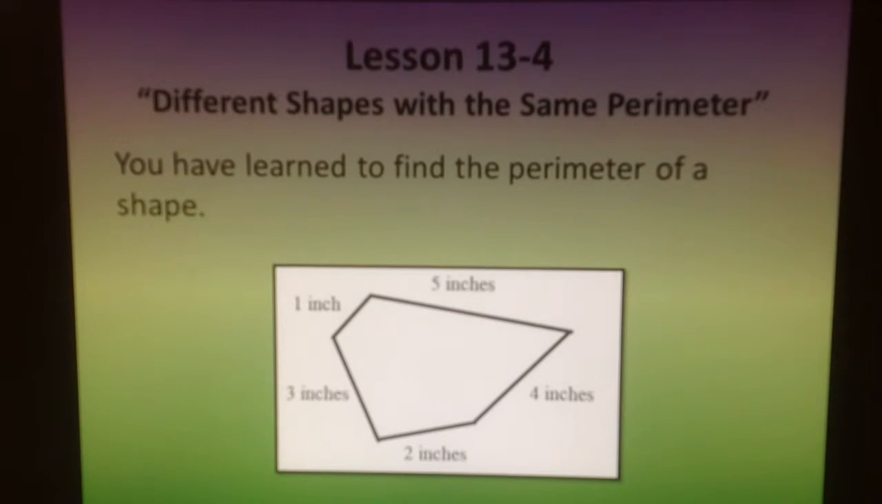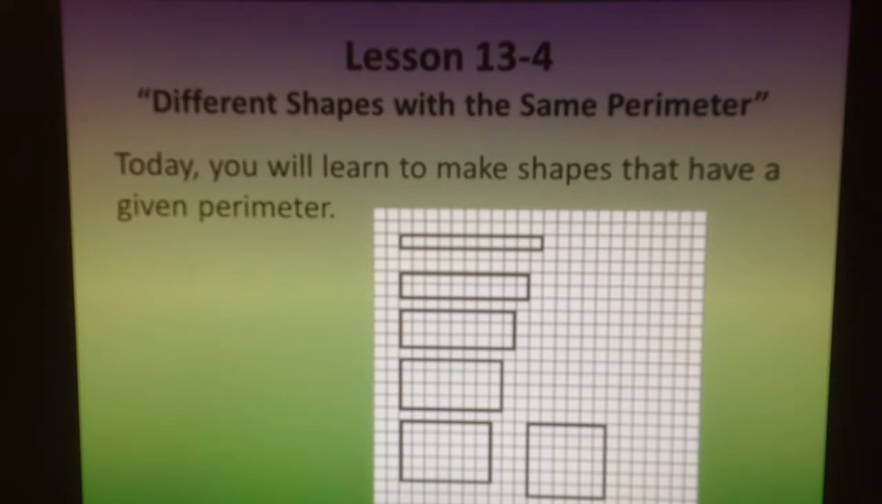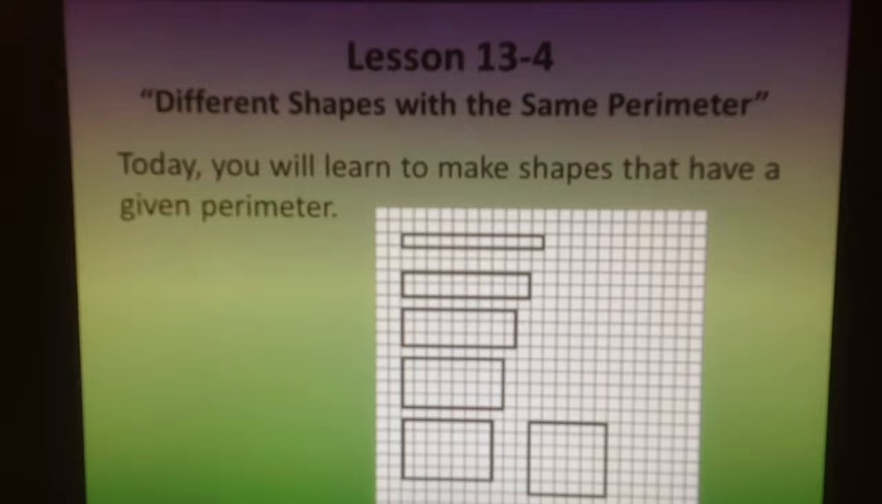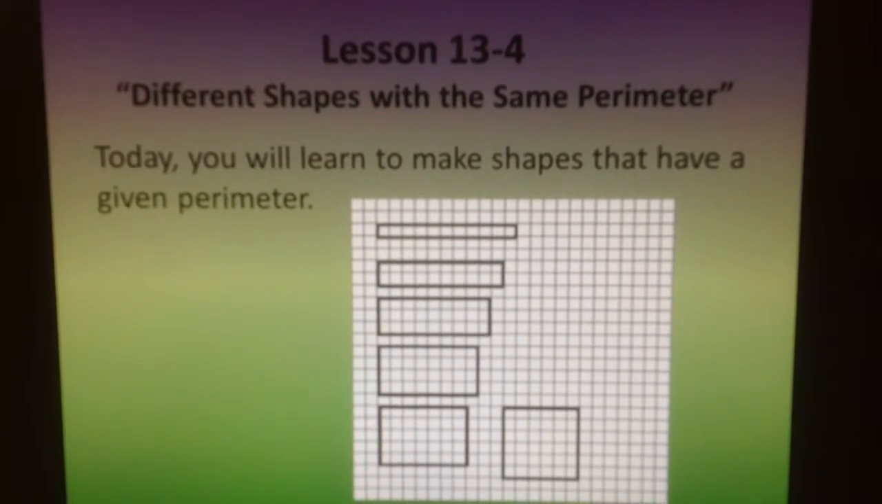Hello. Today's lesson is 13-4 and it's called Different Shapes with the Same Perimeter. You've learned to find the perimeter of a shape. Today you will learn to make shapes that have a given perimeter.